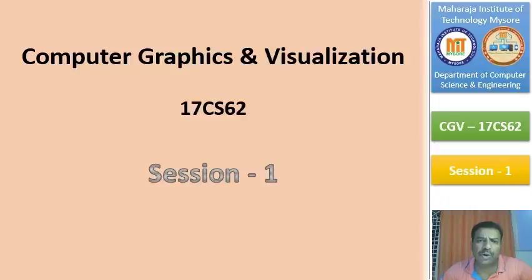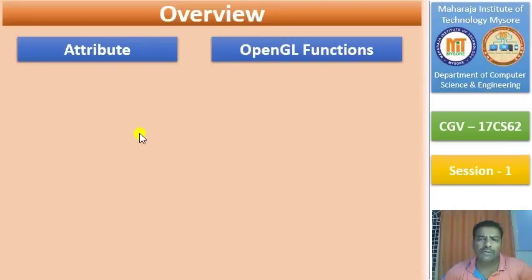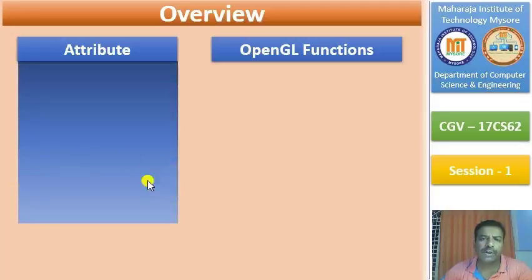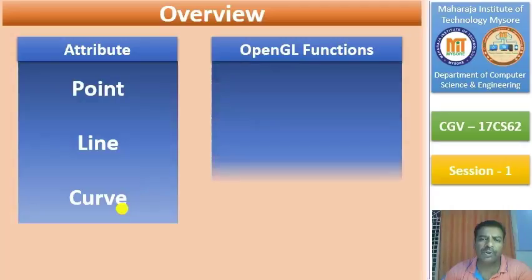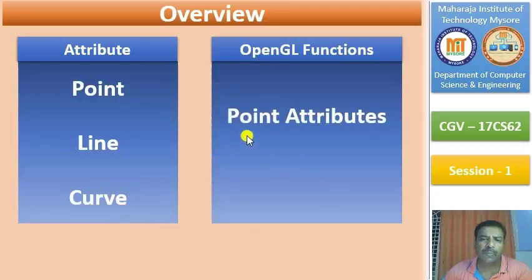Welcome to session 1 of computer graphics and its visualization. In this session we are going to discuss the attributes with respect to point, with respect to line and the curve, and the OpenGL functions with respect to the point attributes and the line attributes.